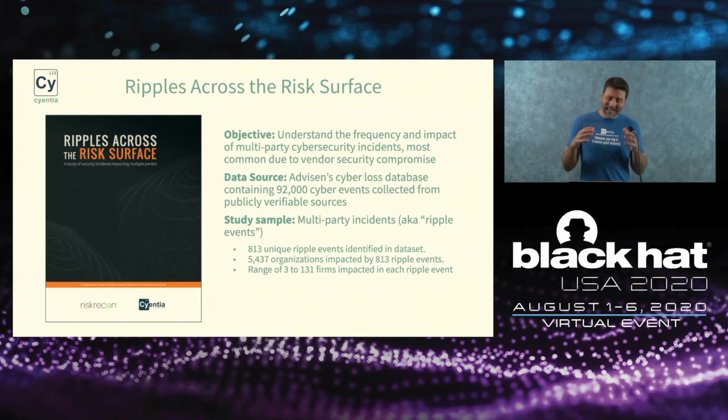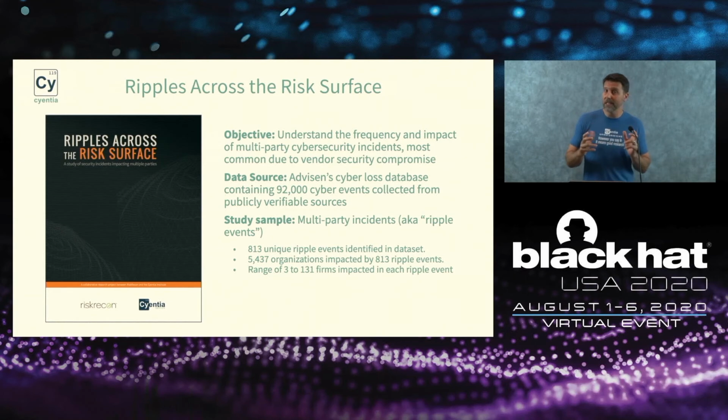So in that data set, one of the interesting things about it is it shows incidents that are related in some way. It has this notion of sets. So if an organization suffers a breach, and lots of other organizations are also impacted by that, it associates those so that we can tell that, hey, that's a multi-party event. We kind of call these ripple events. Hence the title. But we identified 813 of these in the Advisen data set. We isolated those out for study.